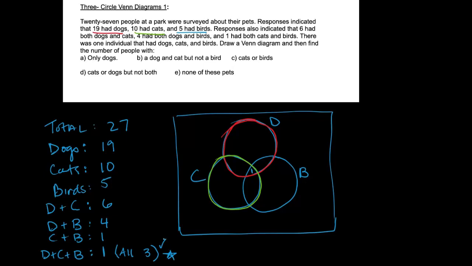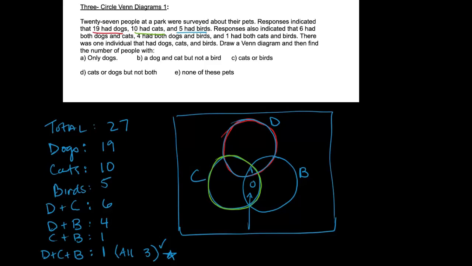And then I'm going to work my way backwards or up this list. So cats and birds is 1. Cats and birds would be where the green and the blue overlap, so it'd be this section right here. Since I already have a 1 there, if cats and birds is 1, that means nothing goes here, because there needs to be 1 total. So I'm just going to put a 0 there, and that way I have 1 total in the cat and bird intersection.